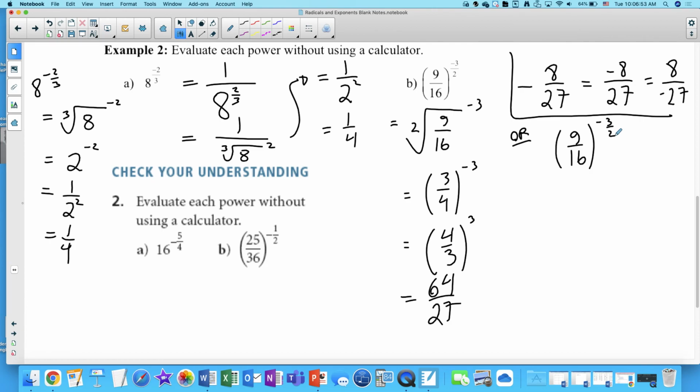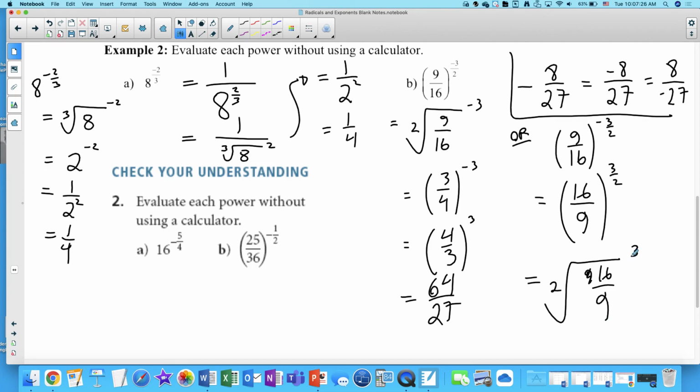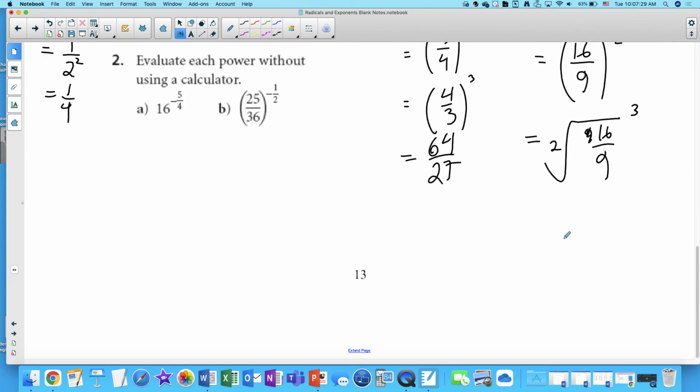Okay, what would we have to flip to make it positive? Yeah, the base. So we could make this 16 over 9 to the 3 over 2. Okay, and then now we're going to deal with the fact that it's fractional, so convert it to radical form. So the square root of 16 over 9 cubed, right? And the square root of 16 over 9 is 4 over 3. And that's, again, 64 over 27.